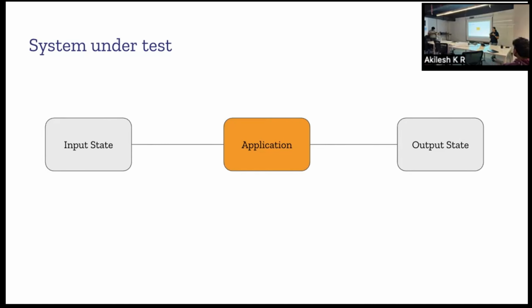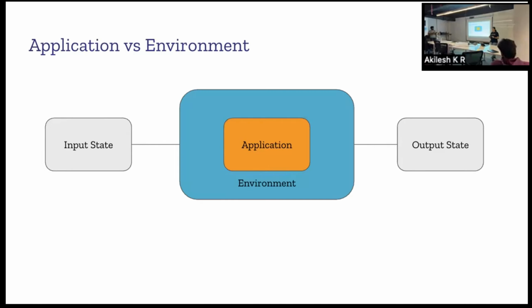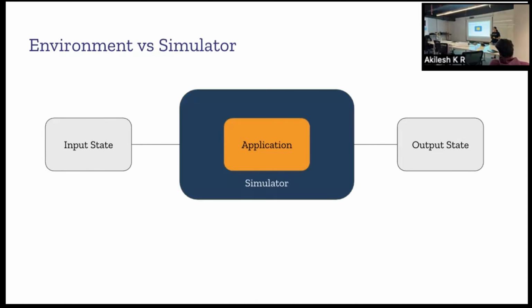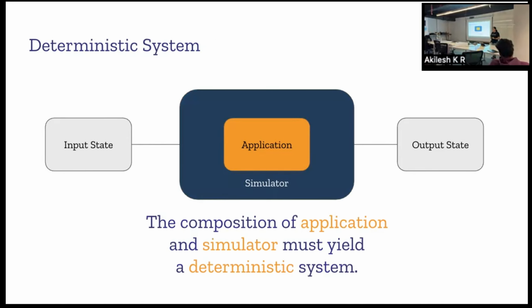And any application doesn't sit alone, right? It sits in an environment. There are things around it at an OS level or at a system level, which influence the way the application behaves when it is deployed in that particular environment. And if we are able to control that environment and make it deterministic, then we will be able to verify the different traces that come out.